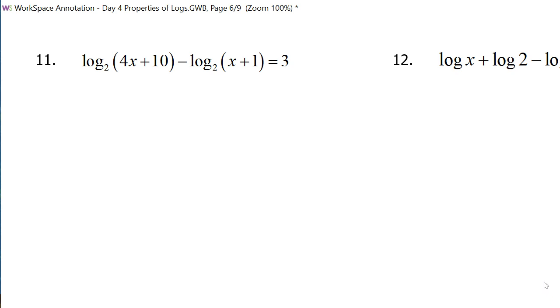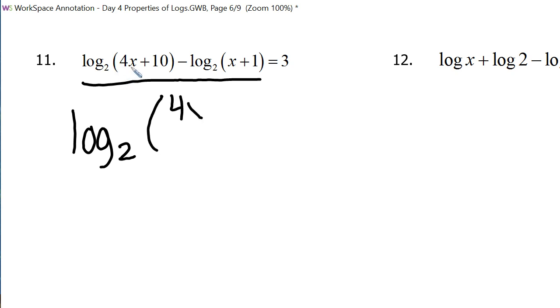Number 11. Again, if you have more than one log on the same side, combine them together. So we need to combine these two logs. If I have subtraction, what operation do I change it to? Division. So this would be 4x plus 10 needs to be divided by x plus 1.